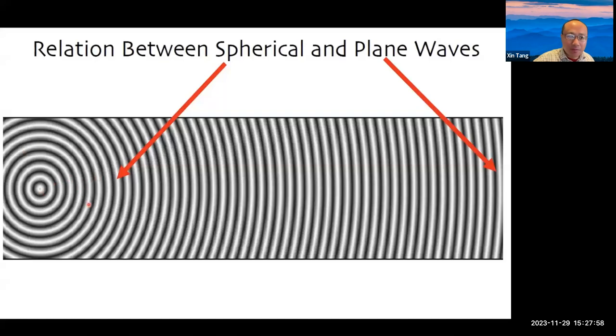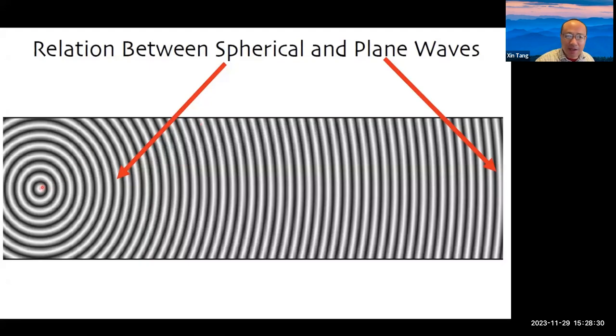So this one on the left-hand side is a spherical wave because the light is coming from a point. And then once this light propagates for enough distance, at the far away location, the front of the wave will become planar. Then those spherical waves actually convert into planar waves now. So these two are the same now. Okay.